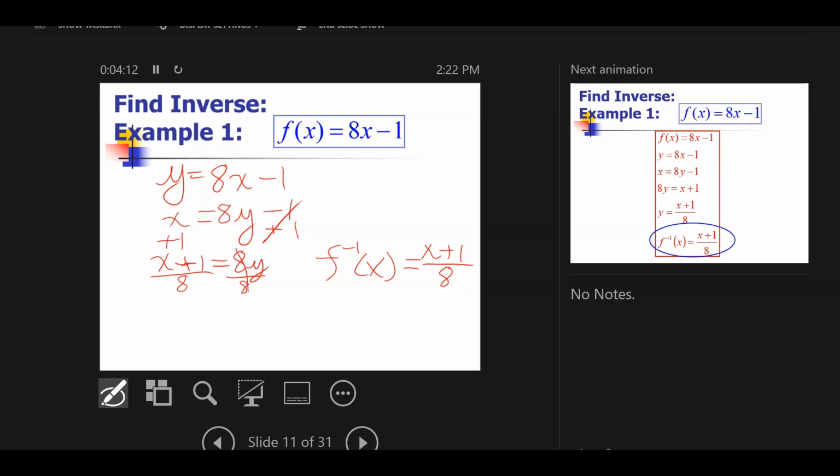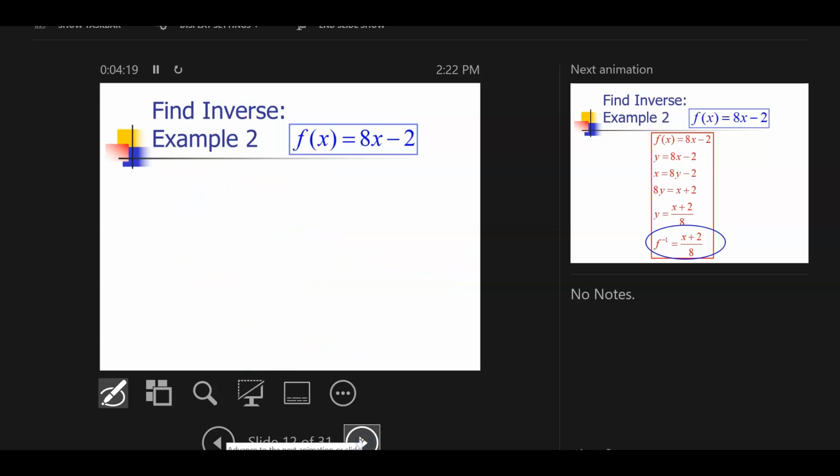I didn't make these problems, but the next one is very similar, so we should be able to do it pretty easily. Let's do the next one. What's my first step? F of x needs to be y. So let's rewrite this. Y equals 8x minus 2. Right?